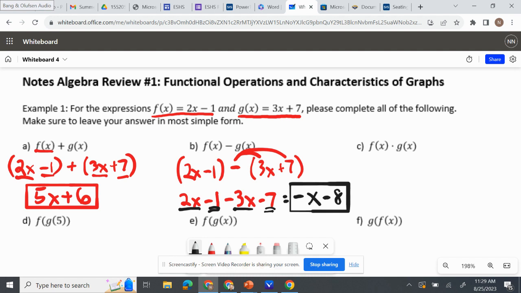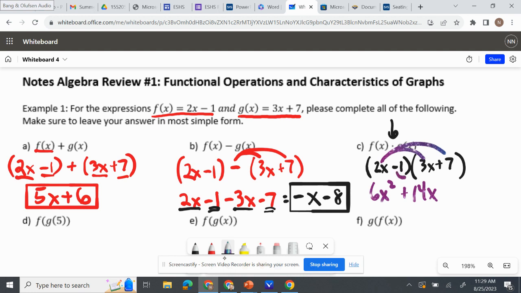Now for letter C, this time I'm going to multiply the two. So I'm going to take the 2x minus 1, and I'm going to take the 3x plus 7. And since I'm multiplying, I'm going to FOIL it. So I have 2x times 3x, which is 6x squared. I have the 2x times 7, which gives me 14x. I have the negative 1 times 3x, which is negative 3x. And the negative 1 times 7, which is negative 7. When I add the like terms, I have 6x squared. These two are like terms, so that gives me plus 11x minus 7, and that is my answer.